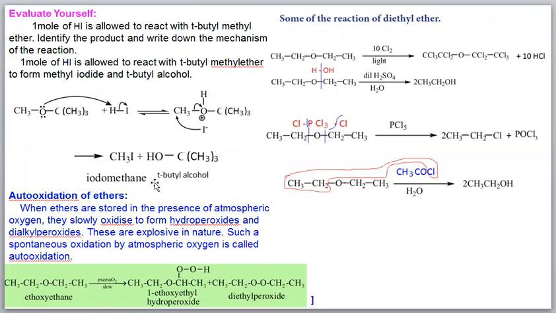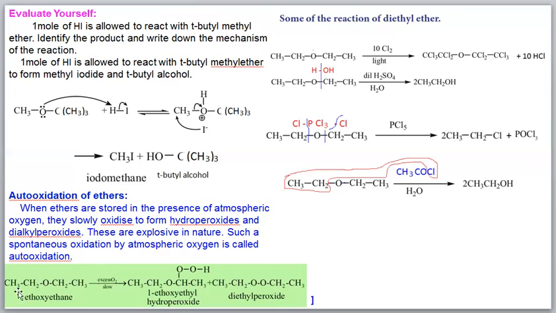Then, auto-oxidation of ethers. When ethers are stored in the presence of atmospheric oxygen, they slowly oxidize to form hydroperoxides and dialkyl peroxides. These are explosive in nature. Both hydroperoxide and dialkyl peroxide are explosive in nature. Such spontaneous oxidation by atmospheric oxygen is called auto-oxidation.